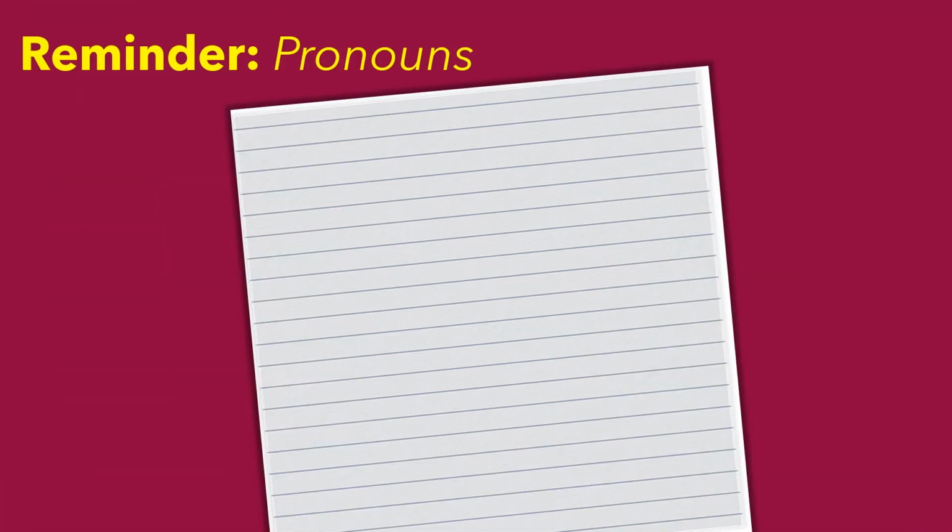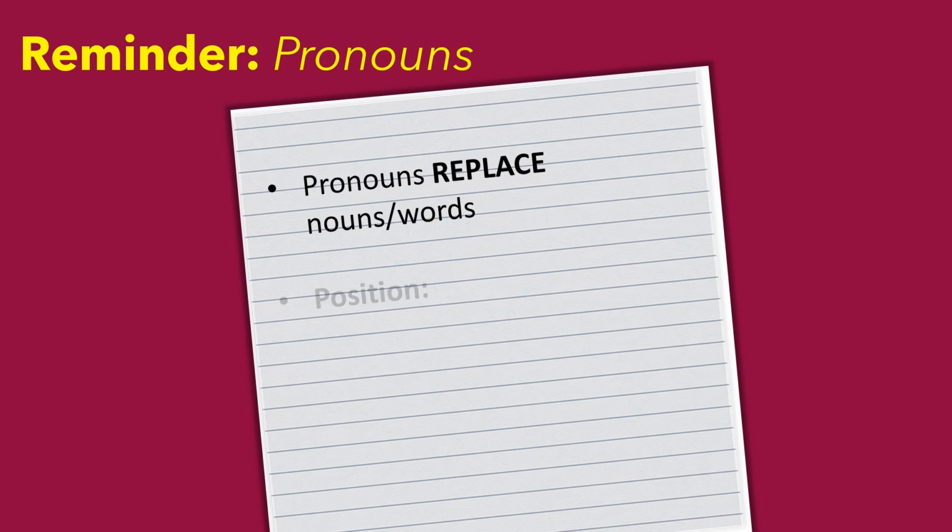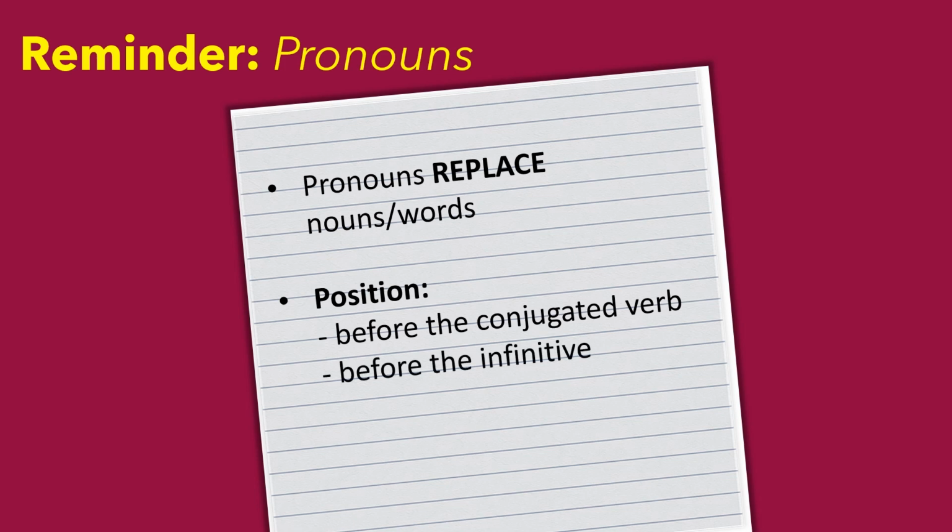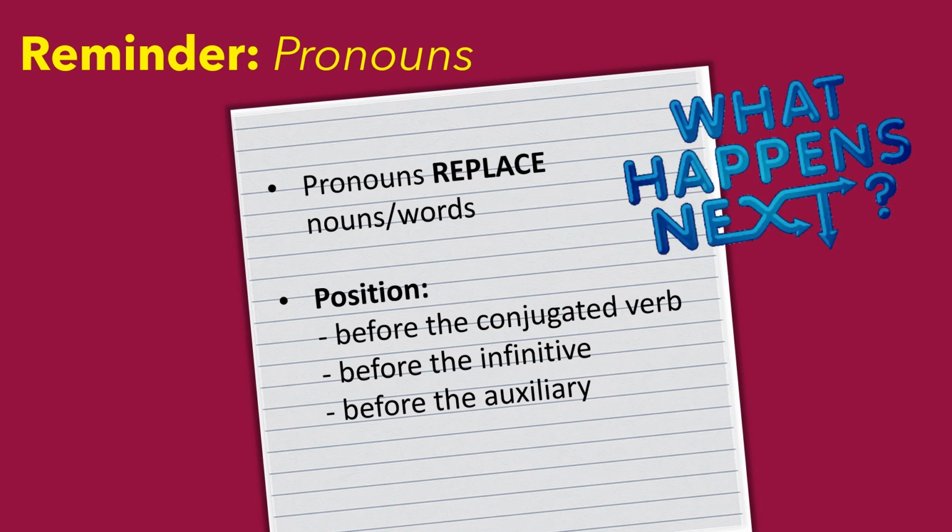First, a quick reminder about pronouns. They are words replacing nouns or other words to prevent repetition, and they are placed before the conjugated verb in a simple tense, before the infinitive if there is an infinitive in the sentence, or before the auxiliary in compound tenses. For example, the perfect tense, where you have the auxiliary verb and the past participle.